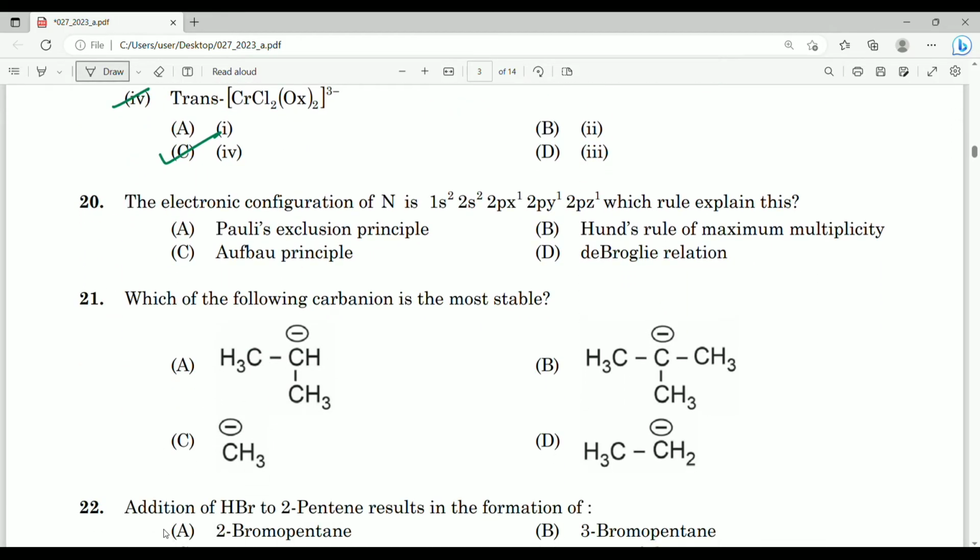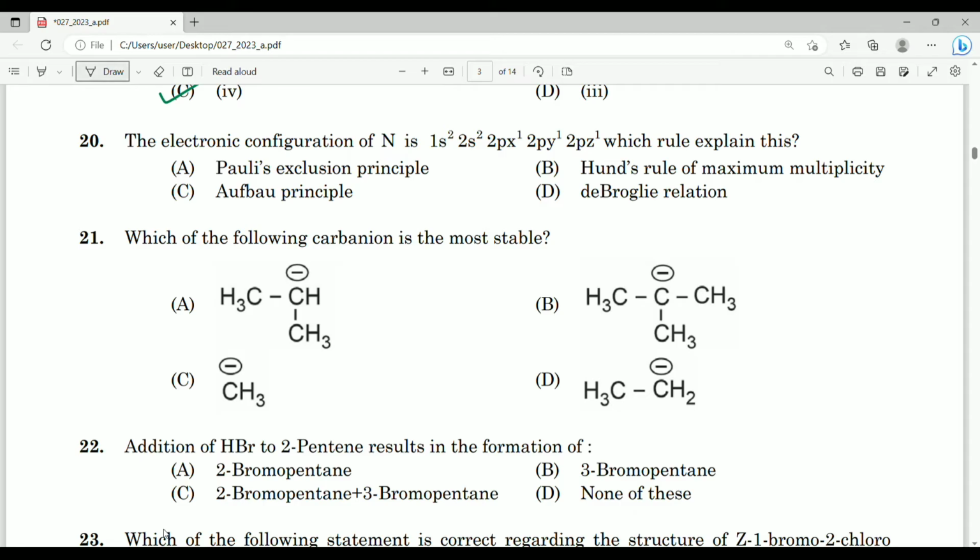20. The electronic configuration of N is 1s2, 2s2, 2px1, 2py1, 2pz1. Which rule explains this? So 2px1, 2py1, 2pz1 means the electrons are occupied singly, that means singly before pairing. So that's Hund's rule of maximum multiplicity. 21. Which of the following carbanions is the most stable one? For a carbanion to be stable, the least number of alkyl groups should be present. So the least number of alkyl groups is for option C.